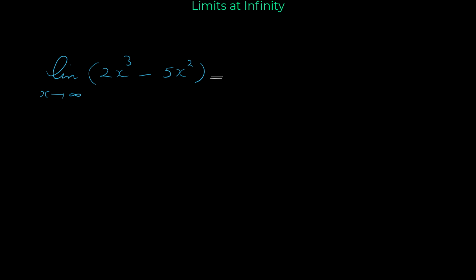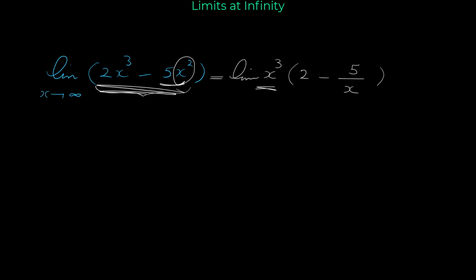For finding this limit, you can factor the highest degree that appears in this expression, which is x to the 3. And by factoring x to the 3, we have 2 minus 5 over x. Attention, this term has only x to the 2, and because we factored x to the 3 from that term, we get the fraction 5 over x.